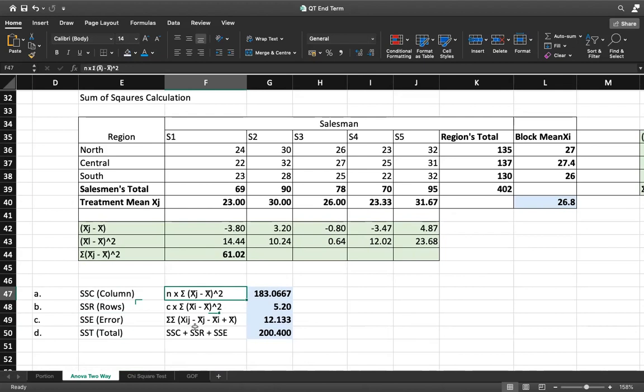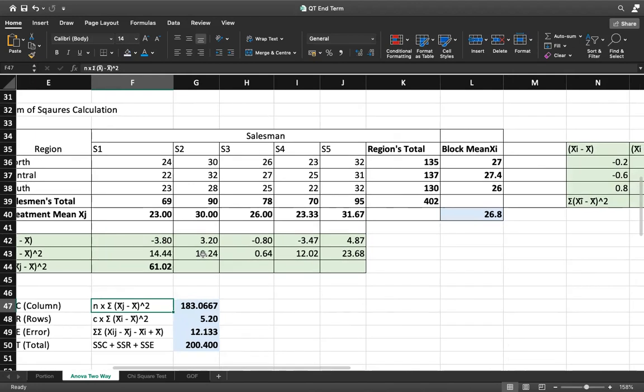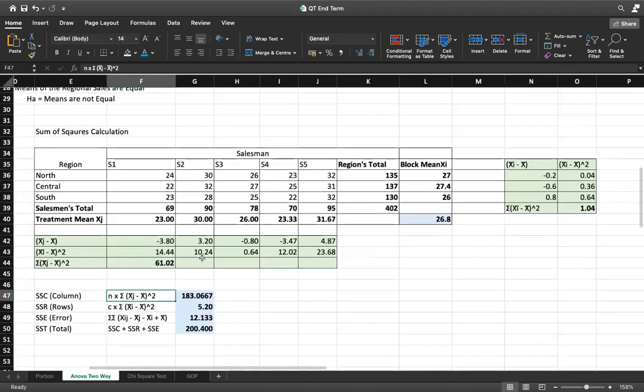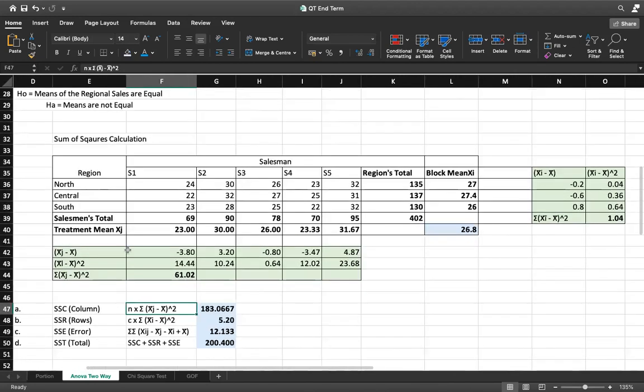Essentially you're not allowed to use any sort of functions of Excel to solve this. We have to pretty much solve this manually using the formula itself. So for your columns, your columns are your treatment means. First I'll be doing this for 23, 30, 26, 23.3 and 31.67.